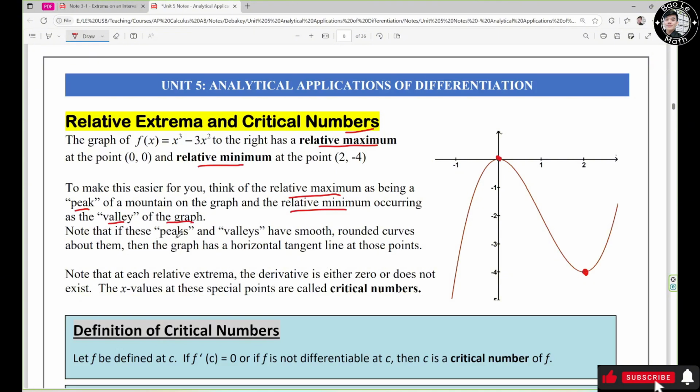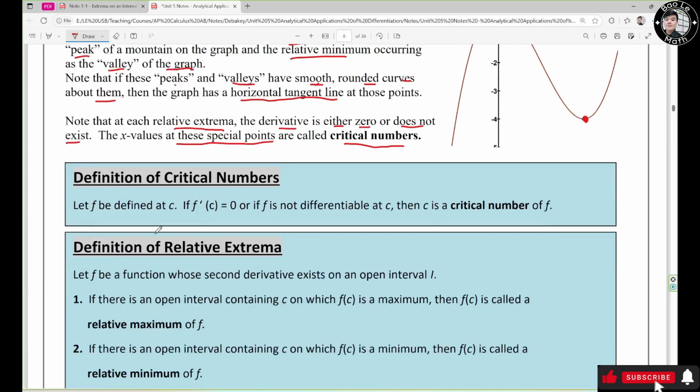Note that if these peaks and valleys have smooth, rounded curves about them, then the graph has a horizontal tangent line at those points. Note that at each relative extremum, the derivative is either 0 or does not exist. The x values at these special points are called critical numbers. Definition of critical numbers: let the function f be defined at a value c. If f prime of c equals 0 or if f is not differentiable at c, then c is called a critical number of the function f.